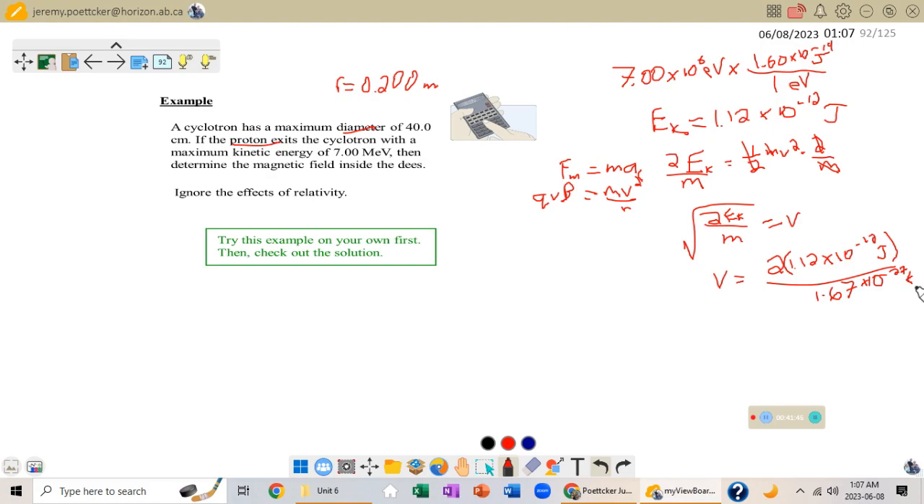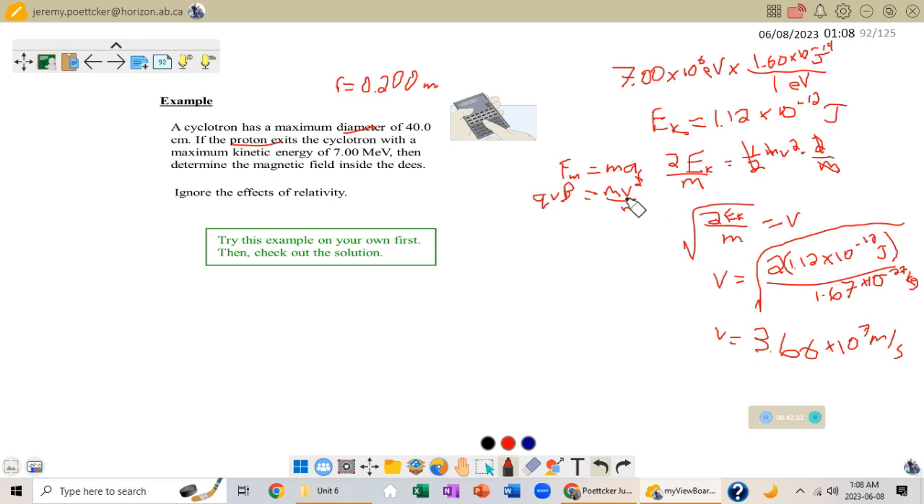And that is kilograms. And then I'm going to square root all of this. And I'm left with a speed of 3.66 and so on. I don't want to round yet, so I'll leave the unrounded value in my calculator. 3.66 and more, 3.6623999985 times 10 to the 7 meters per second.